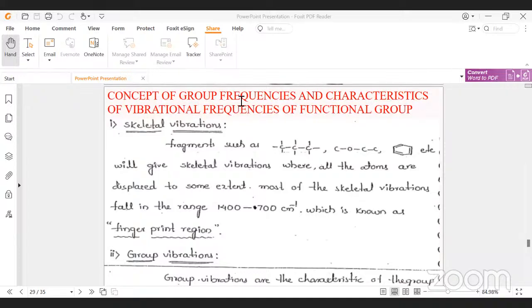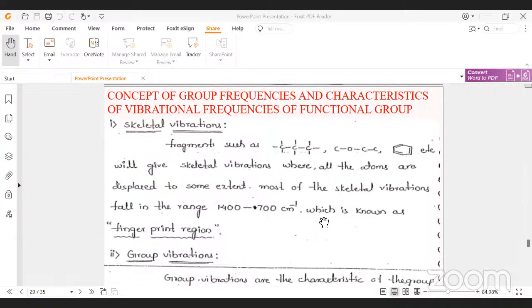Next is the concept of group frequencies. We have two types of vibrations: skeletal vibrations and group vibrations. For example, fragments such as carbon-carbon-carbon, or CO, or benzene will give skeletal vibrations, where all the atoms are displaced to the same extent. Most skeletal vibrations fall in the range of 1400 to 700 centimeters inverse, which is known as the fingerprint region.